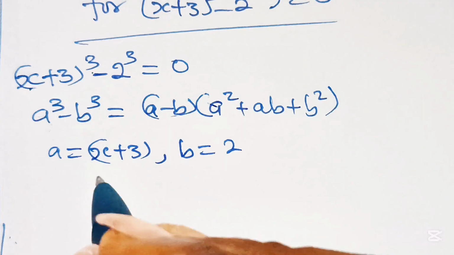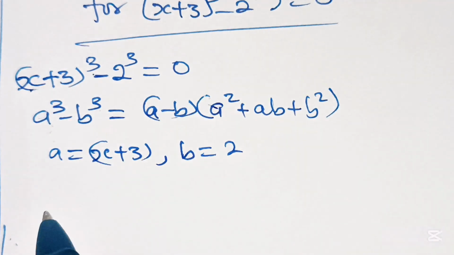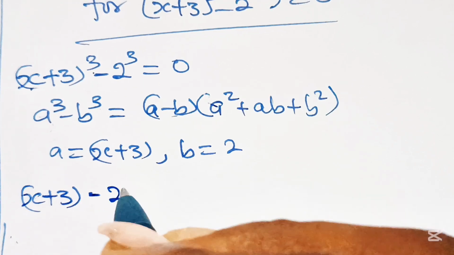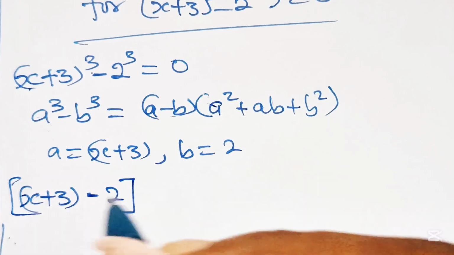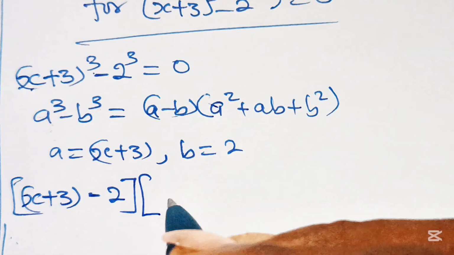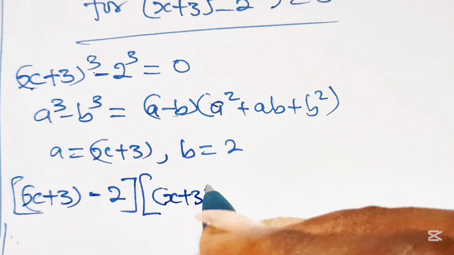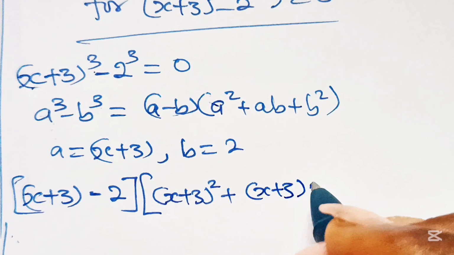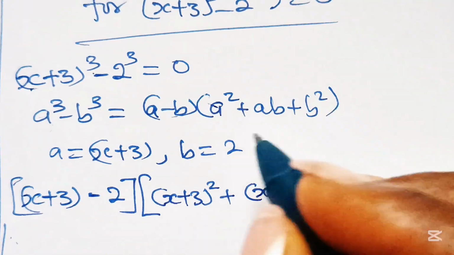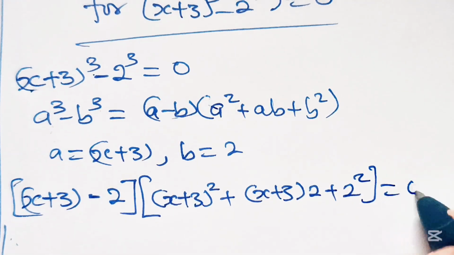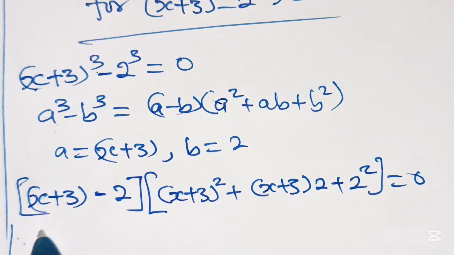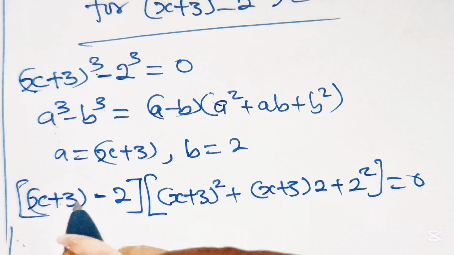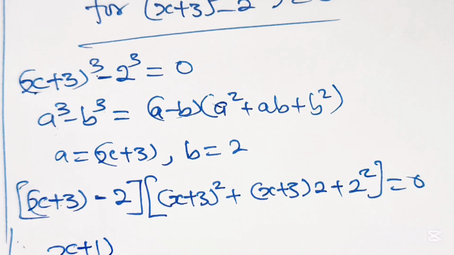So we now have that this can be expressed as a minus b, that is x plus 3 minus 2, multiplied by a squared, which is x plus 3 squared, plus ab, which is x plus 3 multiplied by 2, plus b squared, which is 2 squared, is equal to 0. So we now have x plus 3 minus 2, which is x plus 1.